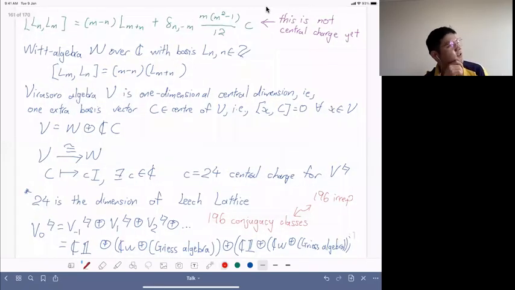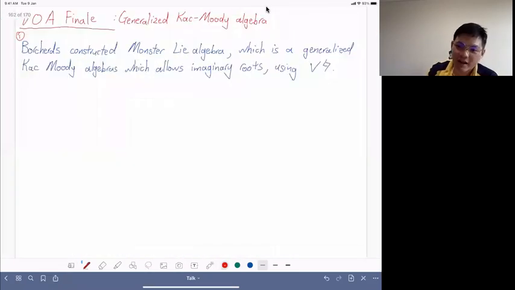But actually Frenkel et al. don't really prove that all the characters match up, because to check you need to do all the calculation. But Borcherds came up with one brilliant idea, which allowed you to only check a few terms of the coefficients.